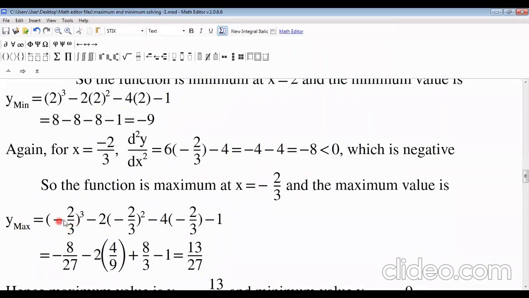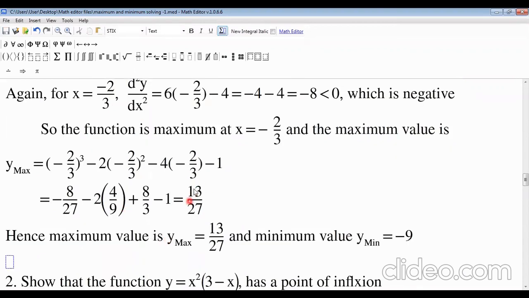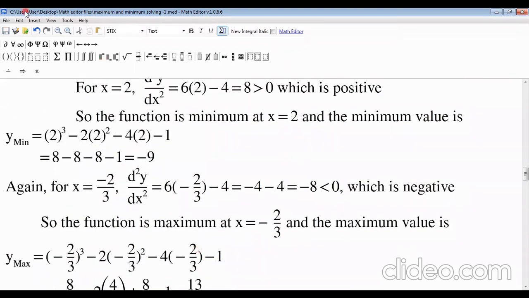the given equation, (minus 2 by 3) whole cube minus 2 into x minus 4 into x minus 1. Then after simplifying we get 13 by 27. 27 will be the LCM. So the maximum value is 13 by 27 and the minimum value is minus 9. Very easy for you.